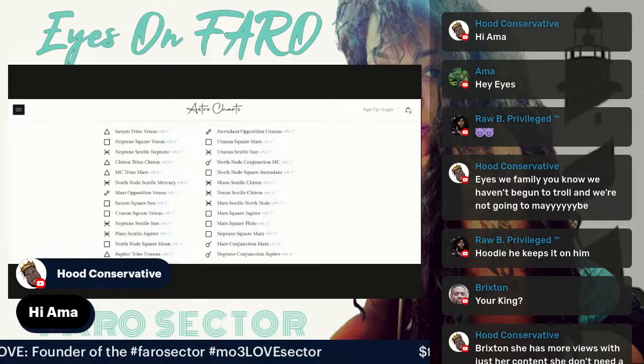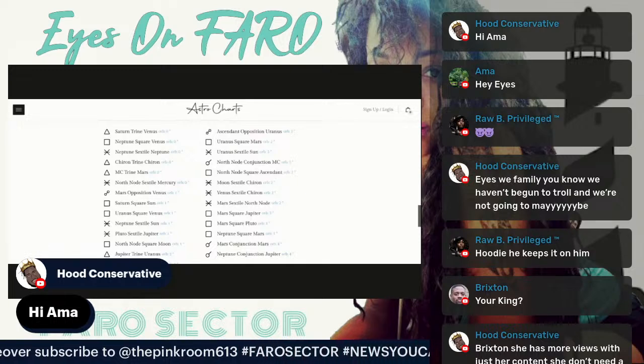When you look at the screen, you can see trines, squares, sextiles, oppositions and conjunctions. Right now we're looking at the synastry chart. This synastry chart is composed of Mo3's birth chart, and I took his death chart, which is the day that he passed away, and I put these two charts together, and this is going to give me the synastry.